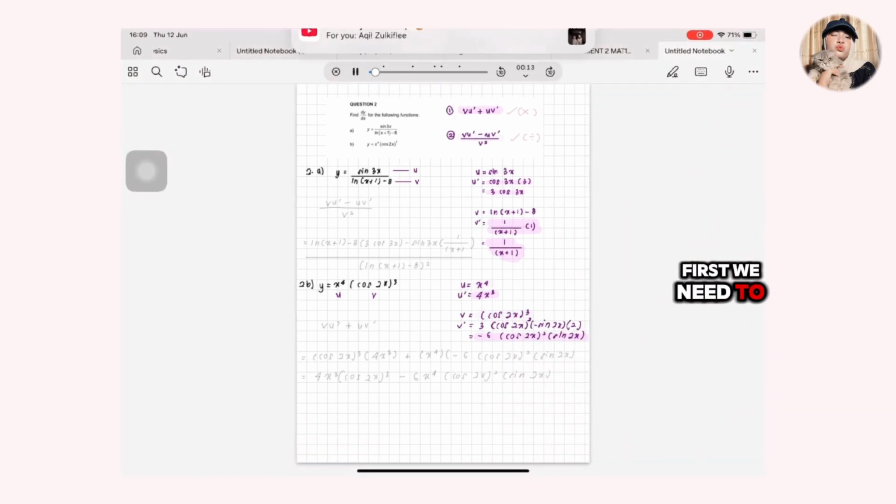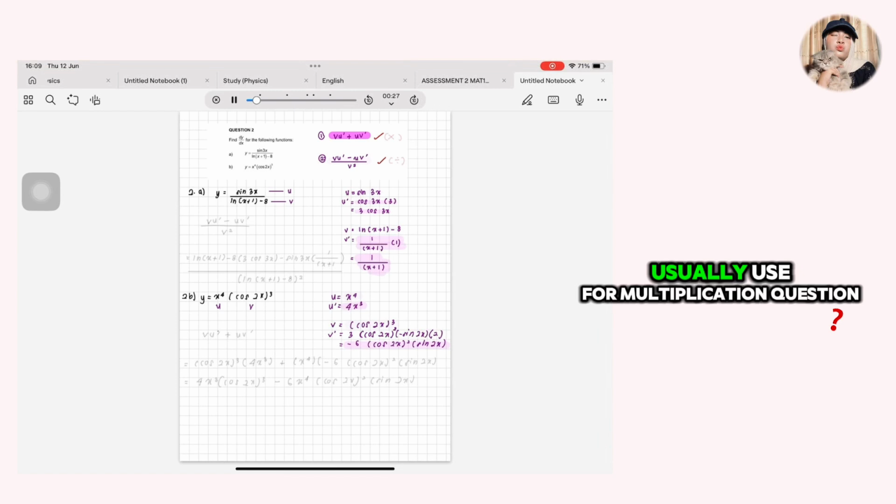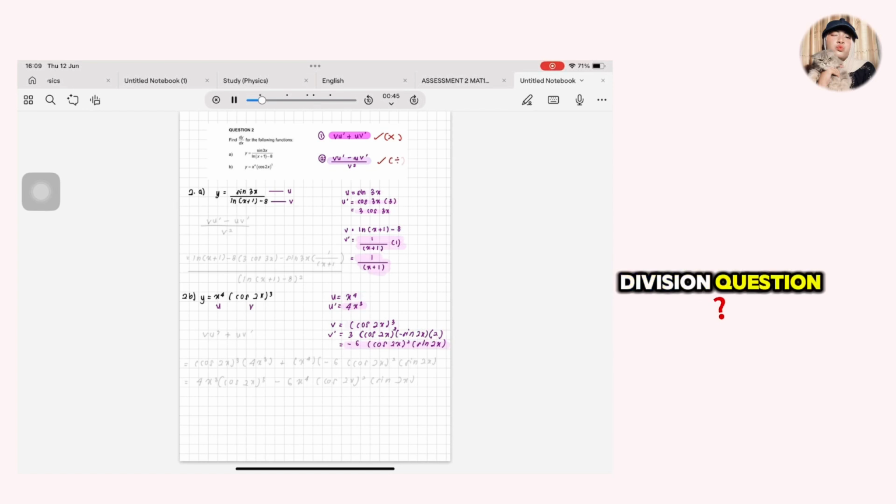I am presenting a solution of question number 2. First, we need to know what formula can be used for solving this question. We can use this method and also this. But this method is usually used for multiplication questions. But for this method, we usually use it for division questions.